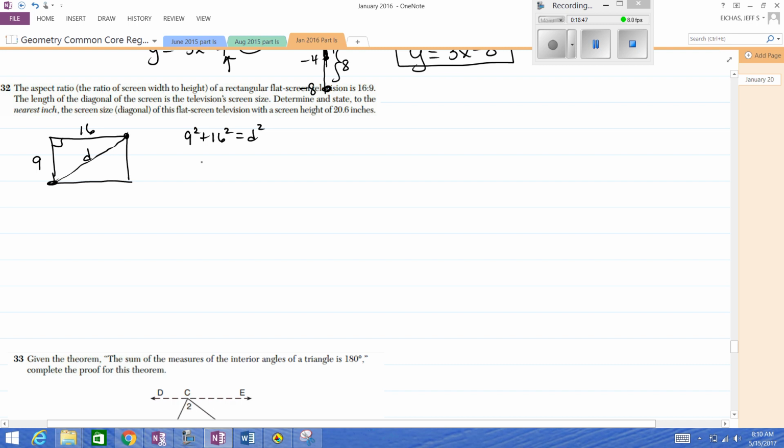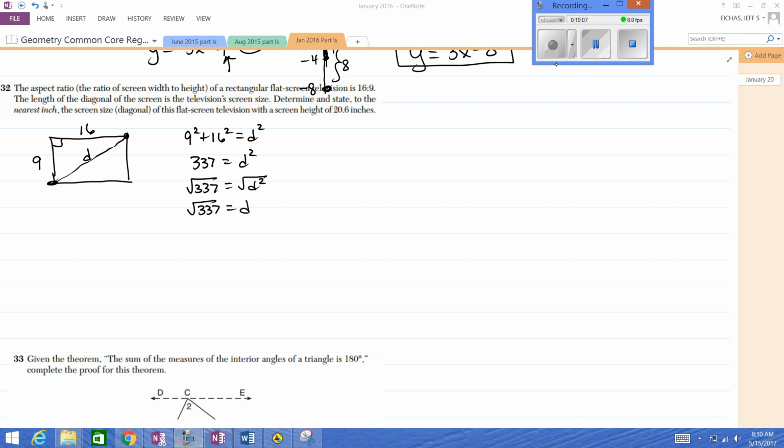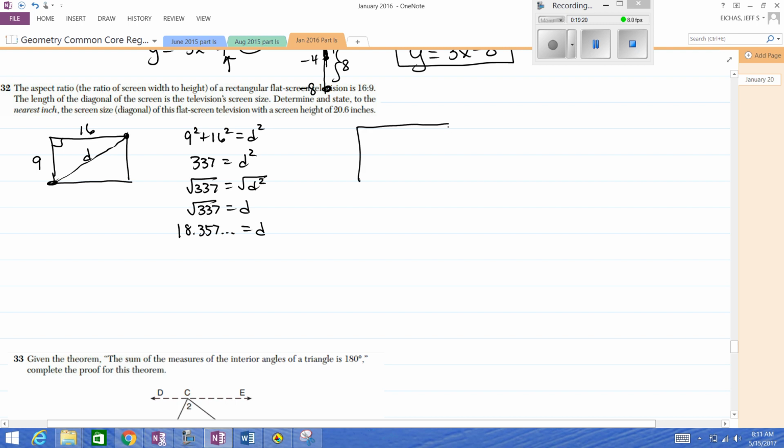Let's see, so that is 337. Okay, take the square root, whatever the square root of 337 is. If you want, you can convert it, but let's see, 18.35 is approximately the diagonal length. Now, what we're going to do is we're going to get a bigger screen, but it's going to use the same ratio of length to width. That's essentially what they're saying in all of this.